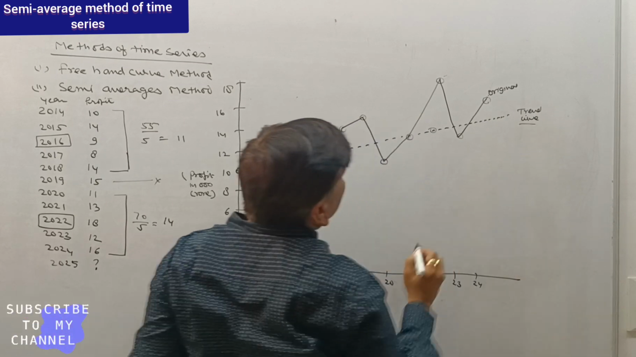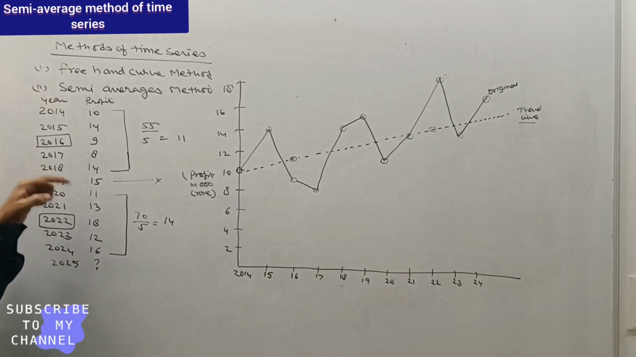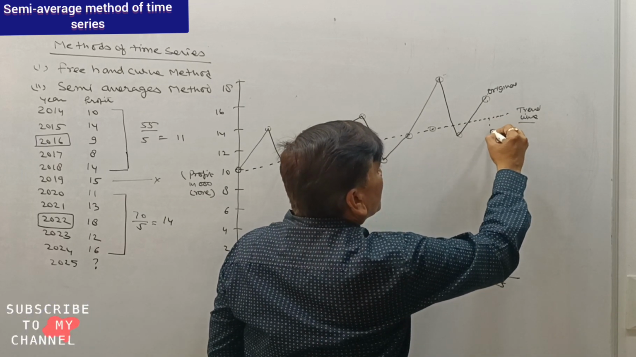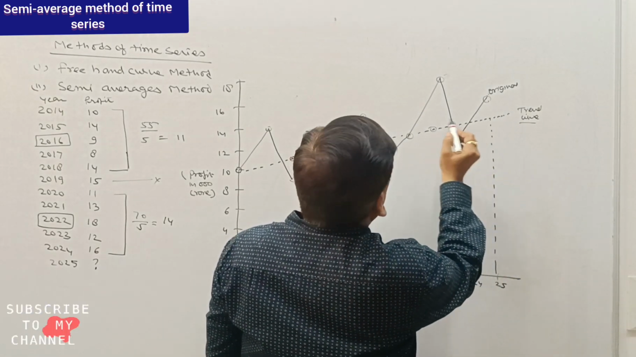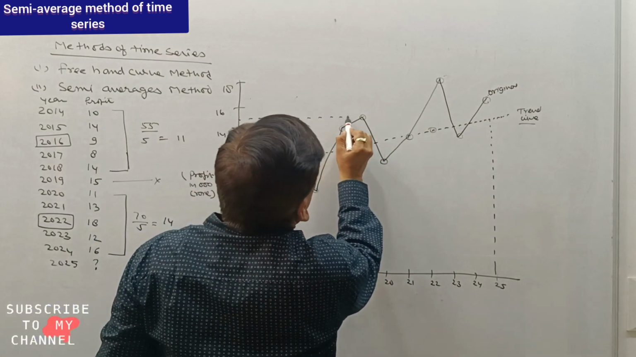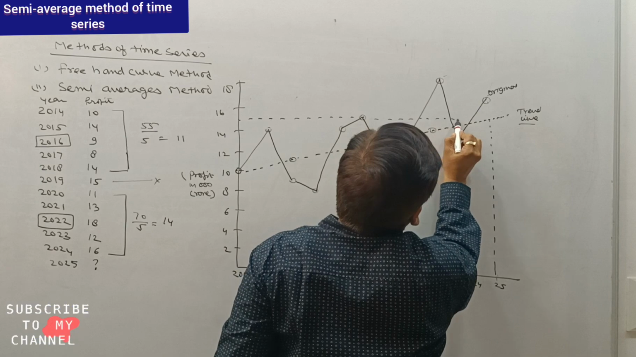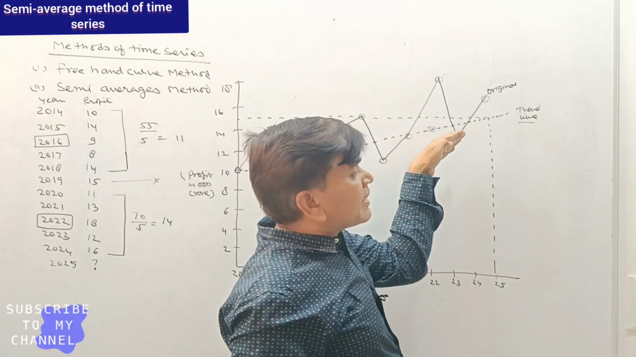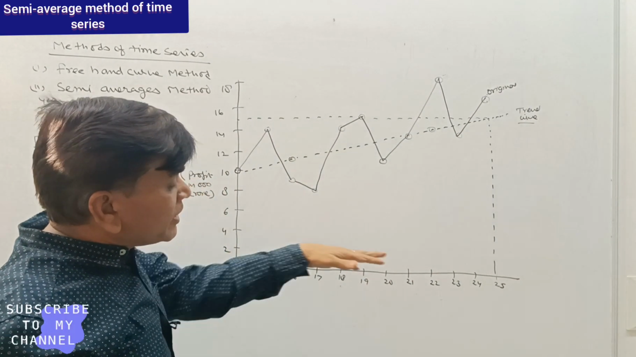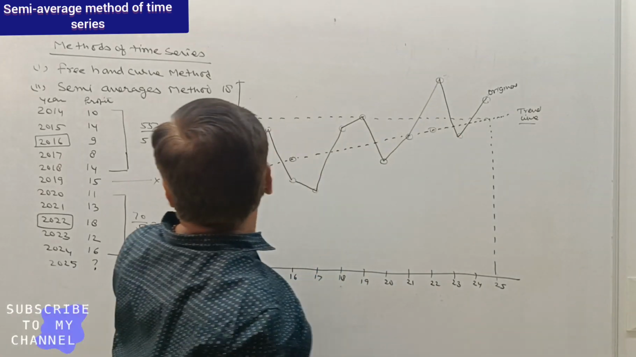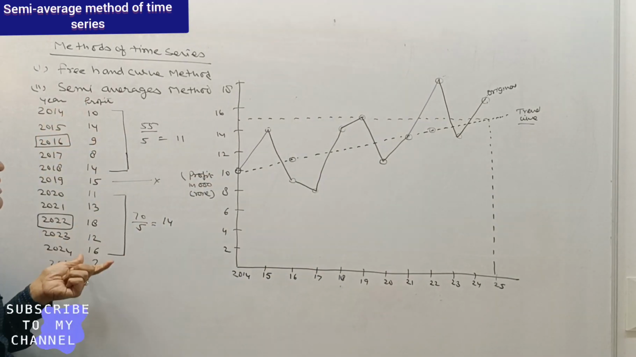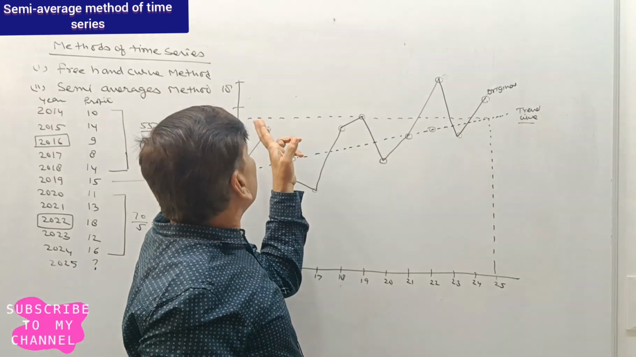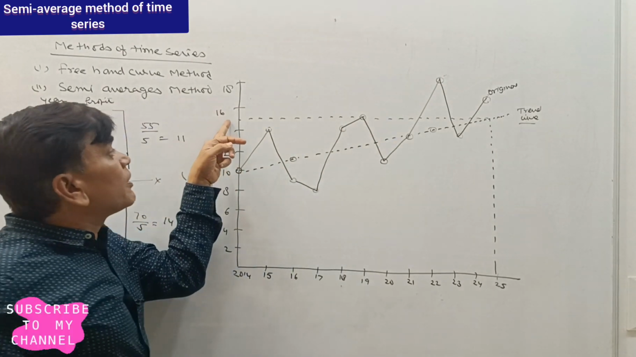So we will make the forecast on the trend line. If they ask what will be in 2025, we draw a perpendicular there, and seeing the trend the profit may be 15,000 crore. So in 2025 the trend is showing that the profit will be 15,000 crore. On the basis of the trend line we can forecast that the profit of the company will be 15,000 crore.